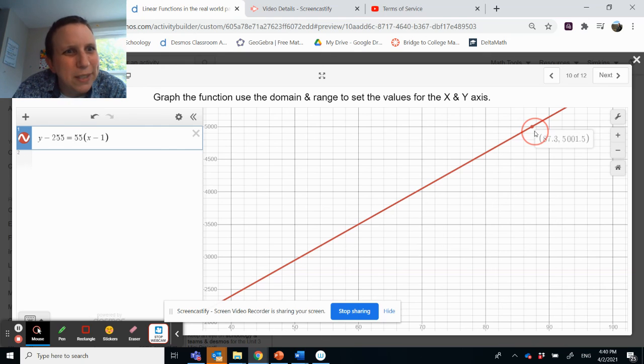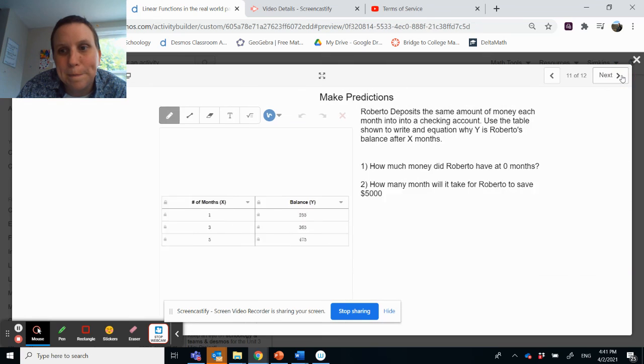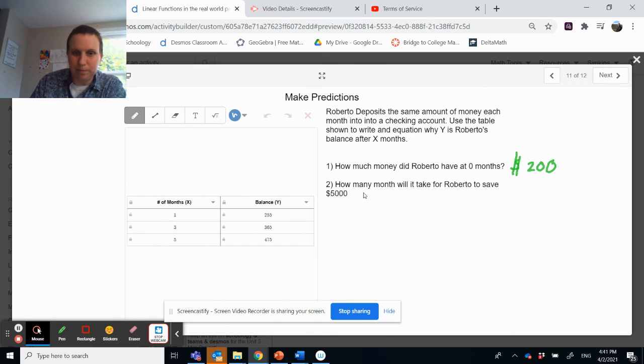About 87 months, because 87.3 of a month is kind of silly. Or maybe we would round up here, because after 87 months, you wouldn't quite have 5,000. But after 88 months, you would. Okay. So about 87 months, 87 or 88 months. So both of those would be acceptable here.